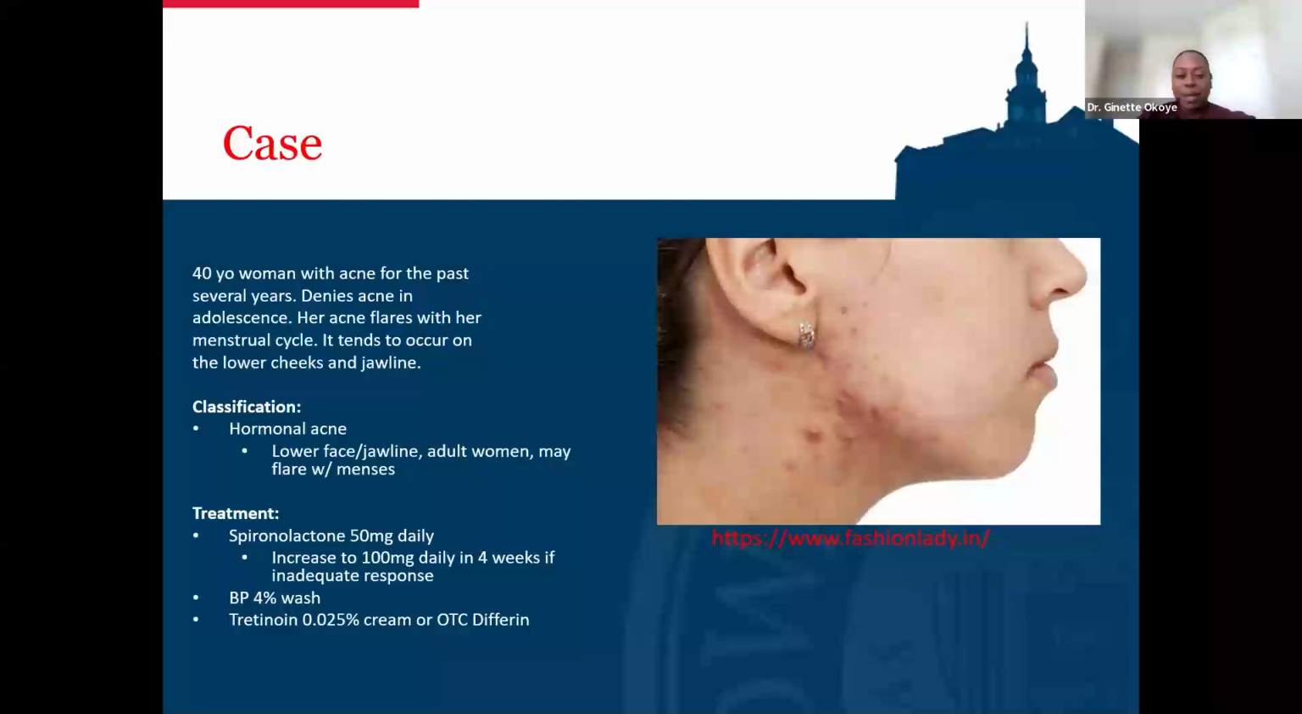So for this patient, we started her on spironolactone 50 milligrams a day, and in about 4 weeks, we increased to 100 milligrams if the acne hadn't responded yet. It usually takes a couple months to kick in. Benzoyl peroxide 4% wash, and then I would start her on a nice low dose of tretinoin as well, because you can see she already has hyperpigmentation happening.